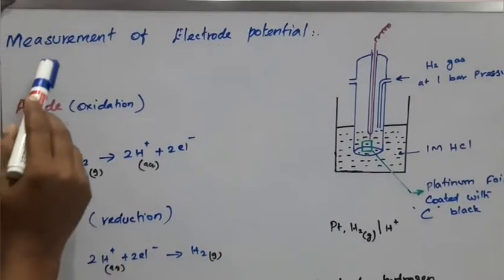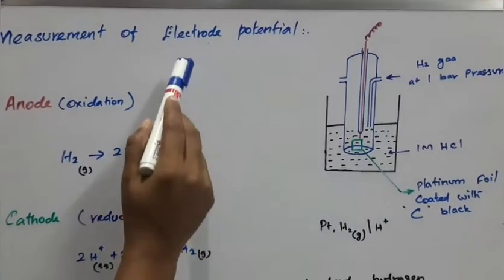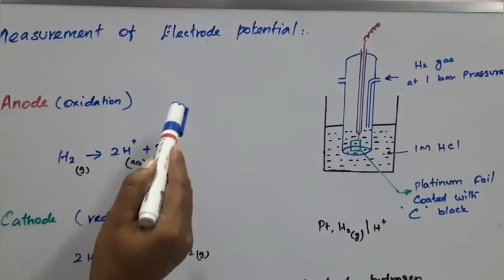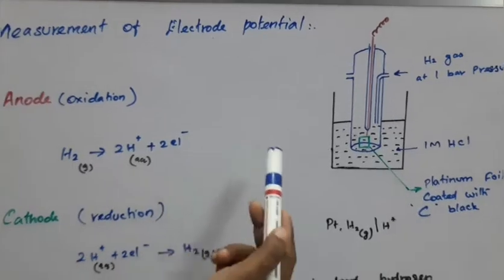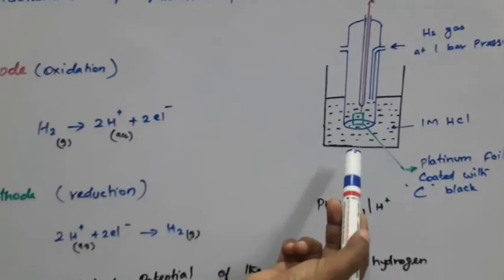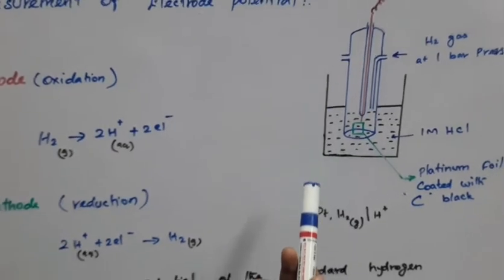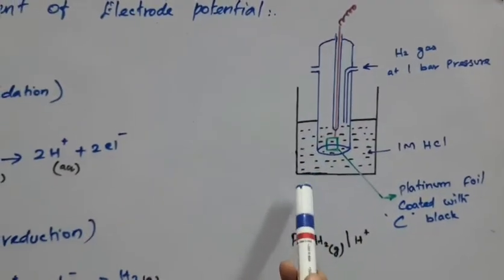The next topic is the measurement of electrode potential. We cannot measure the individual standard electrode potential of an electrode, so we prefer the standard hydrogen electrode, SHE. Now, what is the construction of SHE?